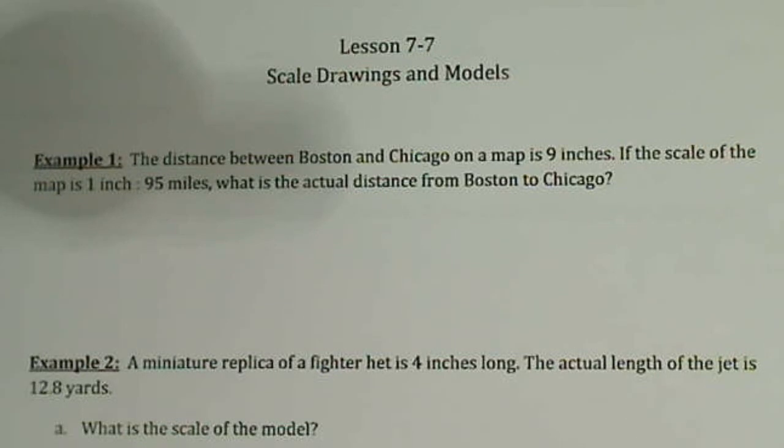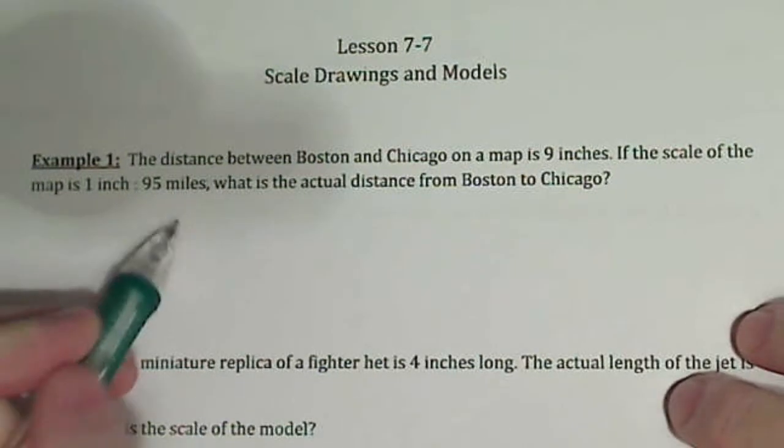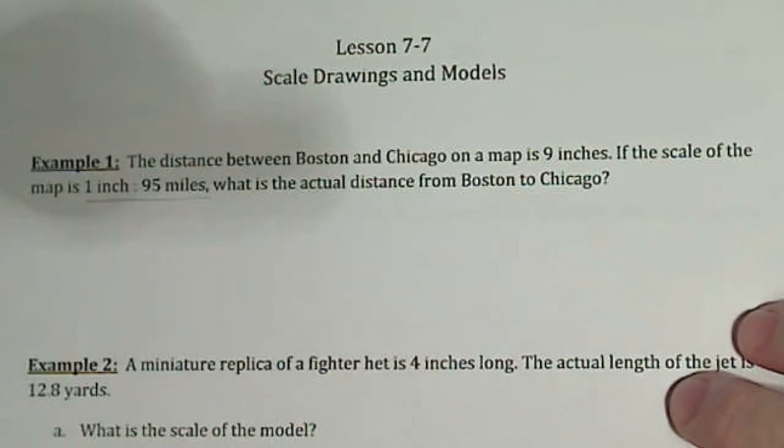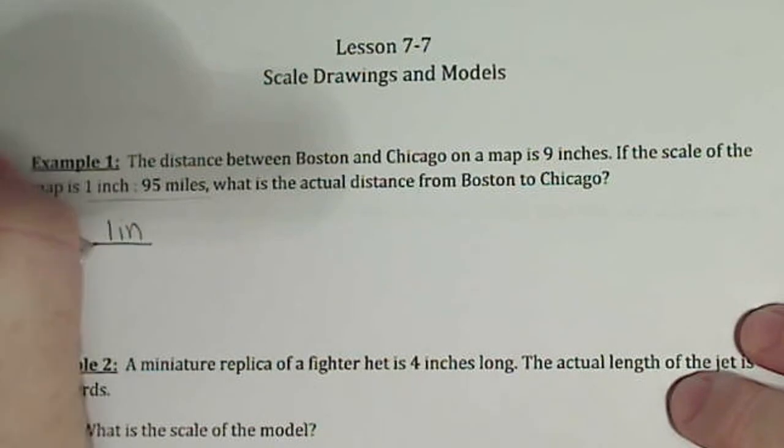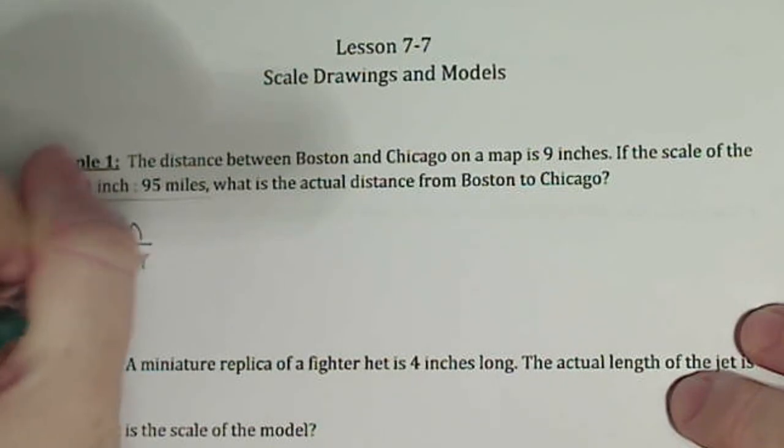Lesson 7.7 is our last lesson in the chapter. So remember, we're talking about proportions. We're going to apply it to scale drawings and models. In example 1, you are talking about a map. So here is your ratio right here. 1 inch is to 95 miles. We're going to make that half of our proportion.